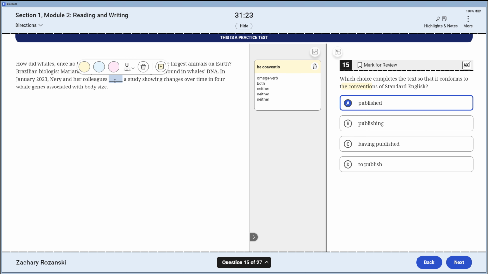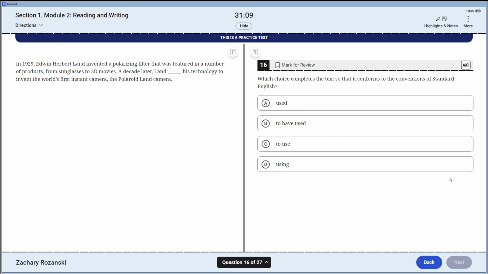I know that I need a verb that tells me when, because a clause needs one of those. Showing never tells me when, and this associated is a reduced passive, that are associated with body size. This is describing genes. The rest of these don't tell me when, and they're trashed. Too easy. On to the next conventions question.